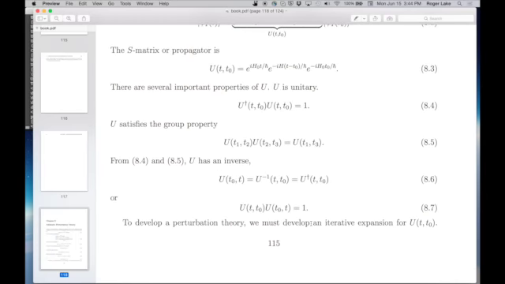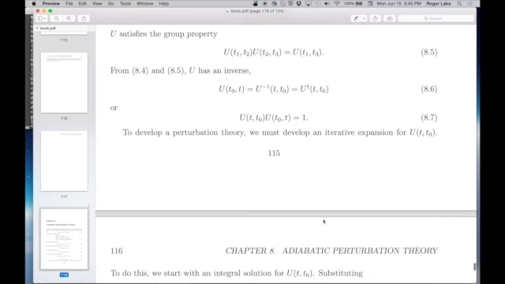Okay, so that's all good. But this definition up here is not a very useful expression to work with in practice. So what we want to do is develop an iterative expansion for U. If we can develop something that looks like a power series expansion, then we can start using perturbation theory. And so that's done like this.